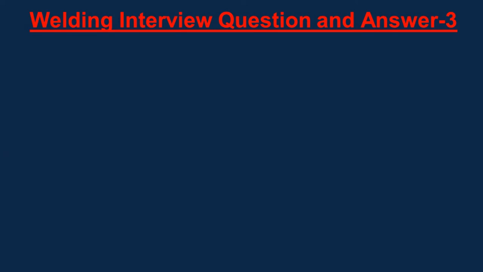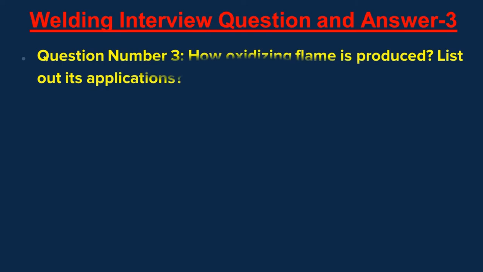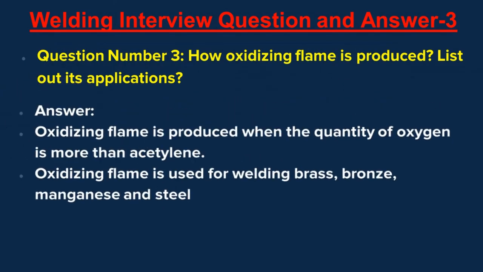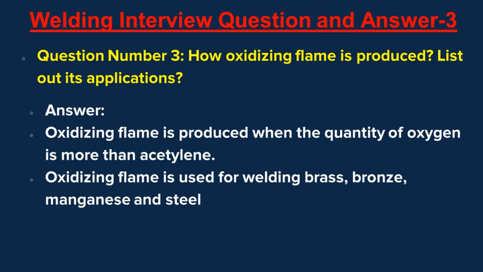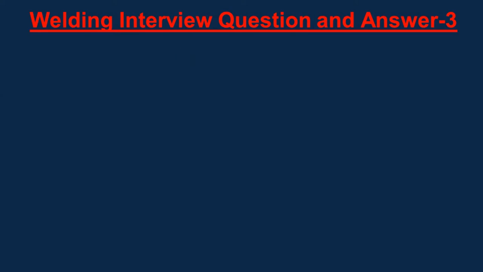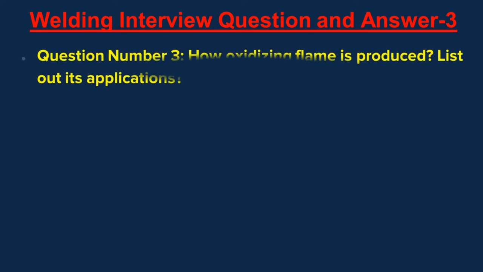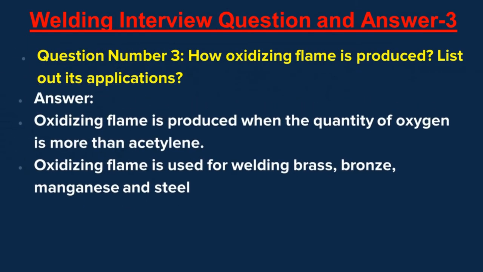Question number 3. How is oxidizing flame produced? List out its applications. Answer. Oxidizing flame is produced when the quantity of oxygen is more than acetylene. Oxidizing flame is used for welding brass, bronze, manganese and steel.